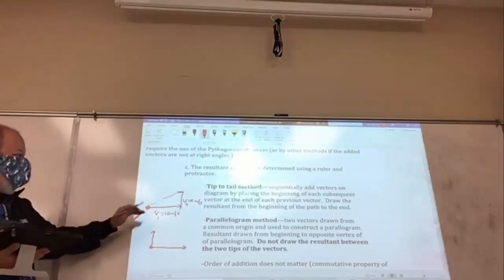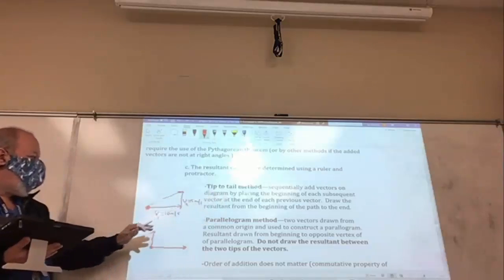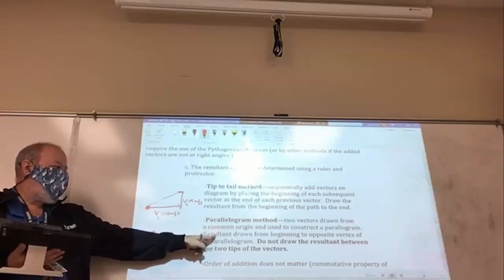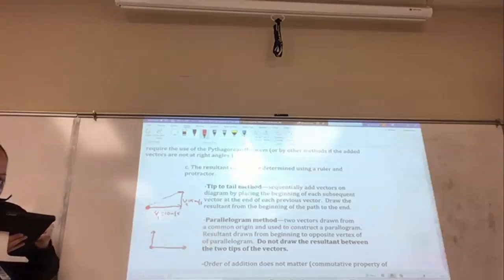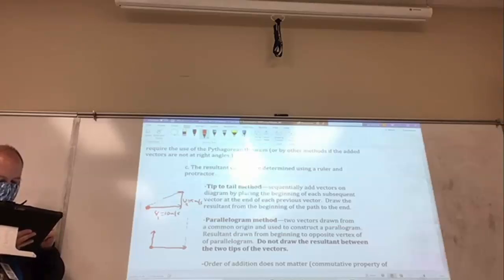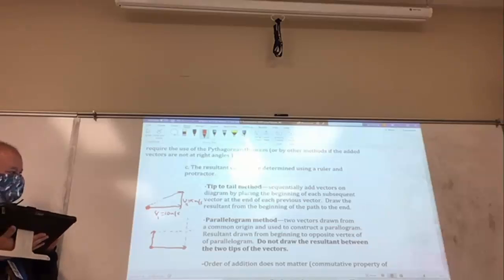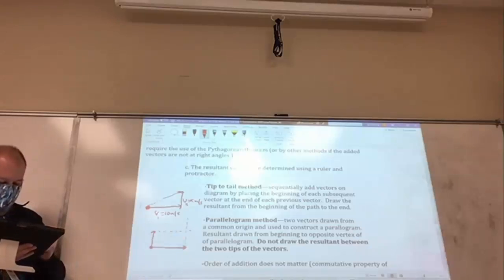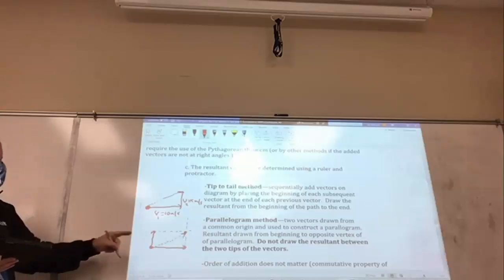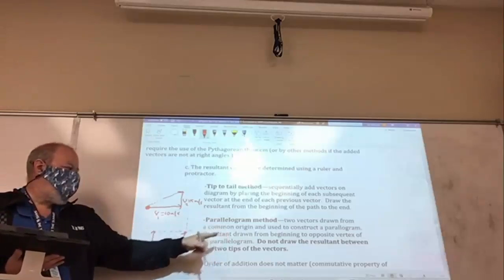Okay, so this is the tip-to-tail method, but if we wanted to, we could do this. Two vectors drawn from a common origin and used to construct a parallelogram. What I mean by that is we draw straight lines that are perpendicular to the tips of each vector, and you can see that they're going to intersect where my resultant should be. So this is the parallelogram method.